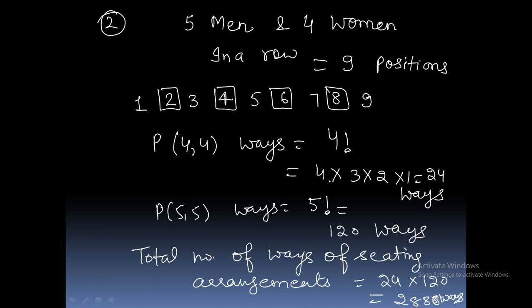Now the next example is given. It is required to seat 5 men and 4 women in a row so that women occupy even places. Even places means places 2, 4, 6, 8 are occupied by women, and places 1, 3, 5, 7, 9 are occupied by men. So 4 ways for women and 5 ways for men. 4 factorial is equal to 24 ways. 5 factorial is 120 ways. The total number of ways of sitting is equal to 24 multiplied by 120, that is 2880 ways.